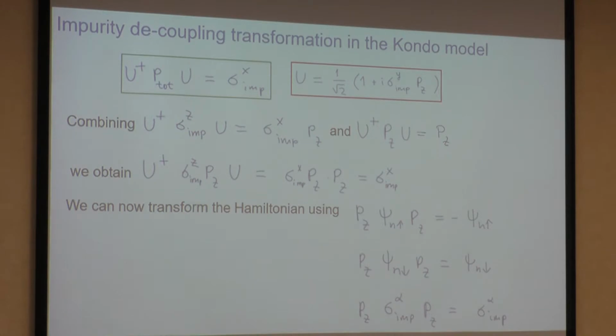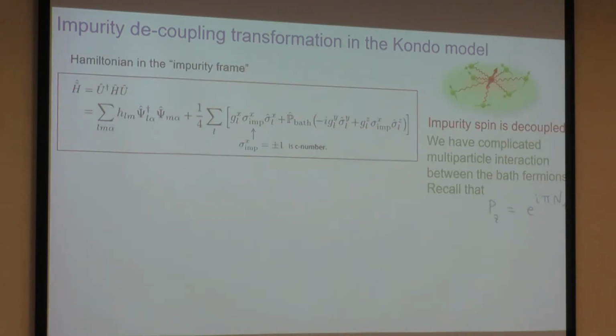So now what we can do is continue and transform the entire Hamiltonian using a very simple rule. Again, we want to use parity, so we want to use this unitary operation U which we defined here. In the Hamiltonian, the only non-trivial transformation involves the fermions. Say, spin up fermions, and the parity operator will give us a minus sign.